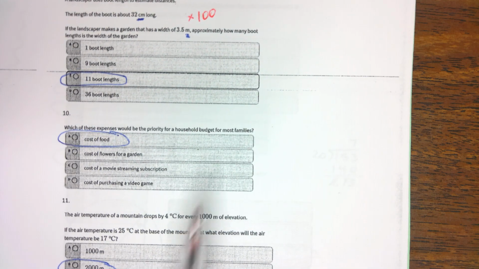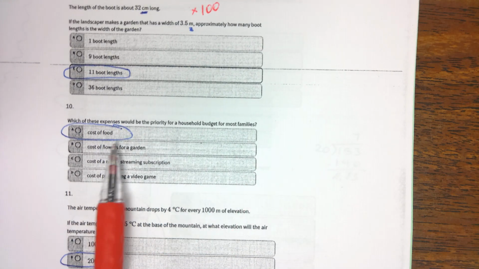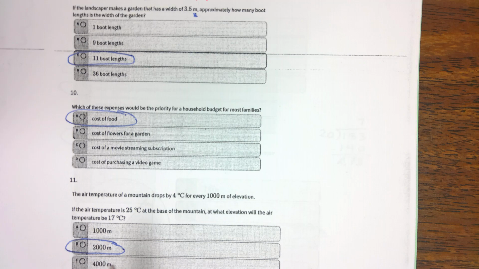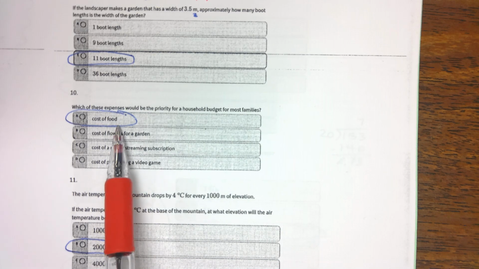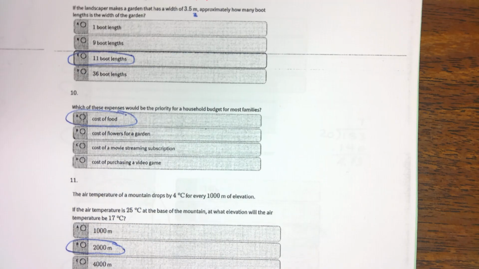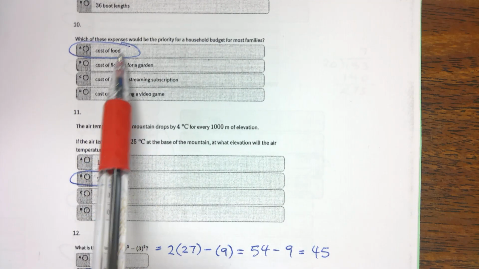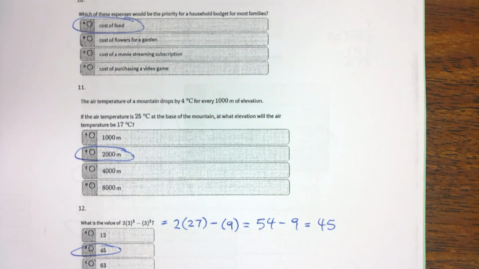Number 10, which of the expenses would you prioritize? Okay, so do you rather have flowers for your garden or food for your stomach? So hopefully in the future you will choose food. Right now you might choose the flower or video, but eventually, yeah, don't eat that.